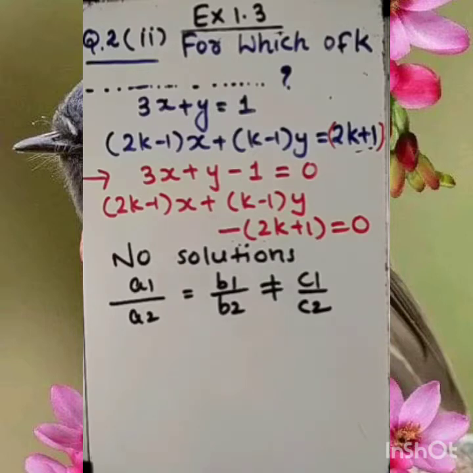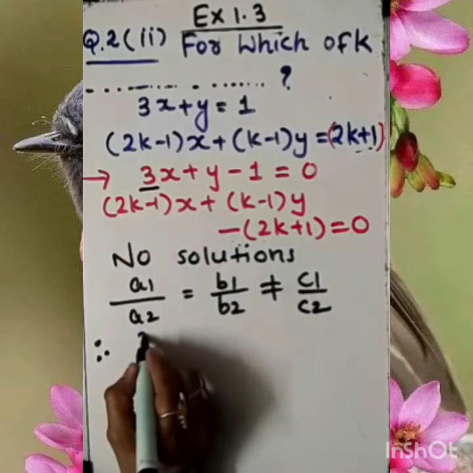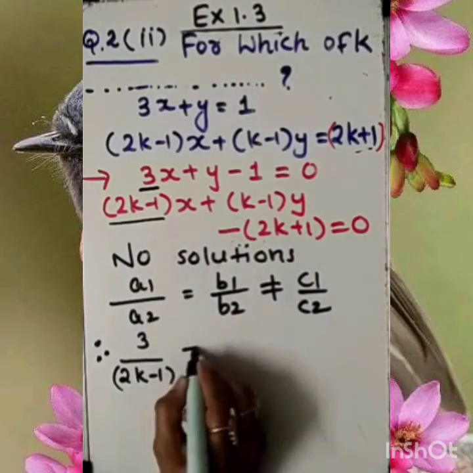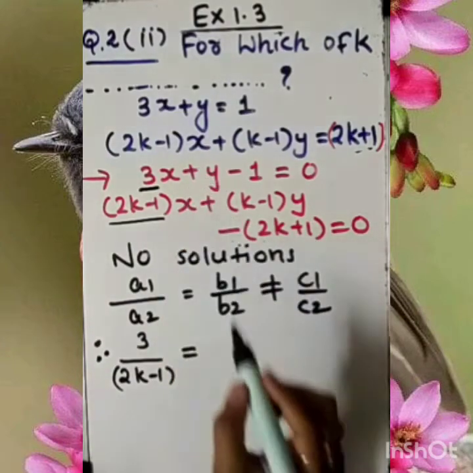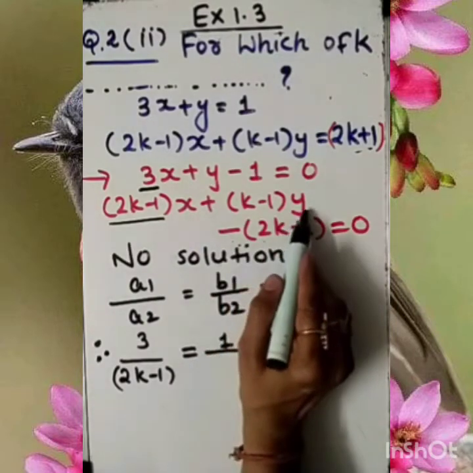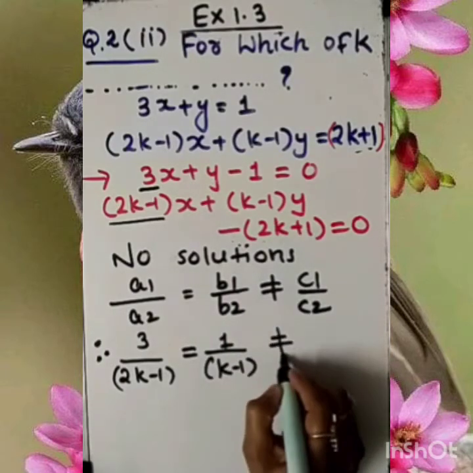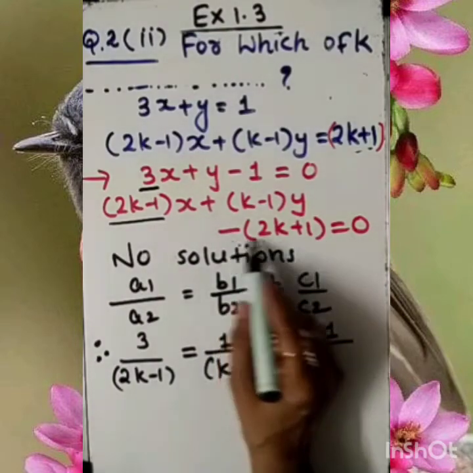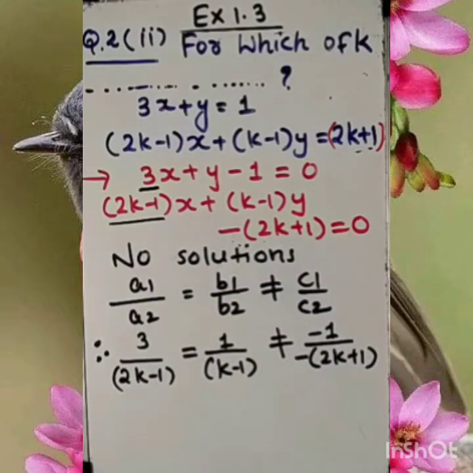So in such a case, what is a1? That is 3. What is a2? Of course 2k minus 1, equal to, what is b1? b1 is the coefficient of y, here nothing means 1. What is b2? b2 is the coefficient of y, that is k minus 1, not equal to c1. What is c1? That is minus 1. What is c2? That is minus (2k plus 1). Clear to you?